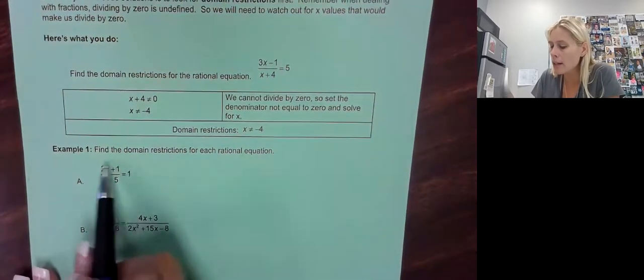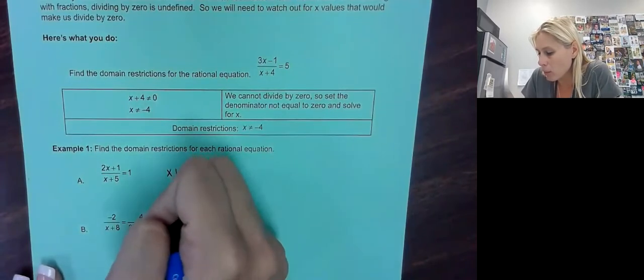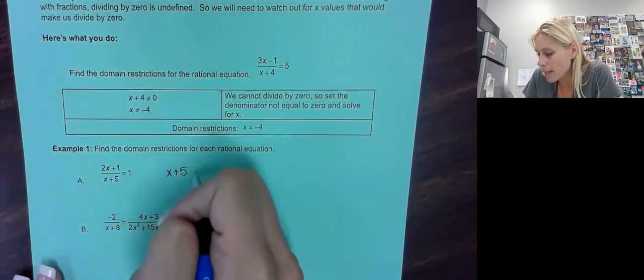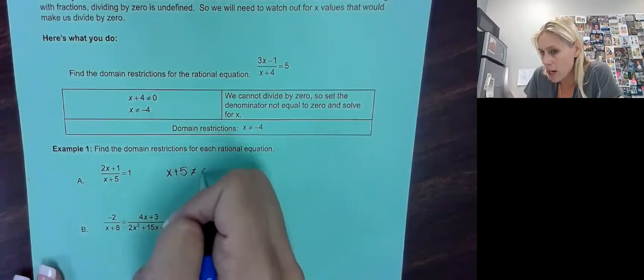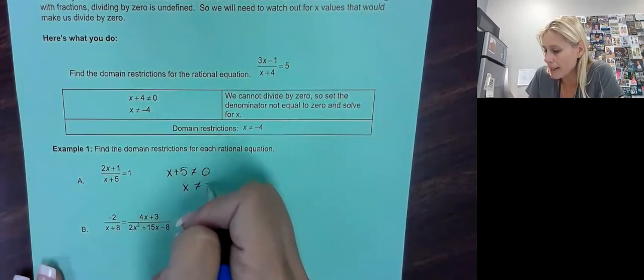In A here, everything's factored. So I see that in the denominator, we have x plus 5. Set it not equal to 0. So x cannot equal -5.